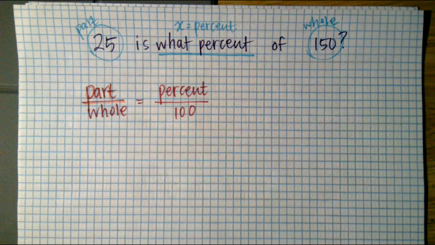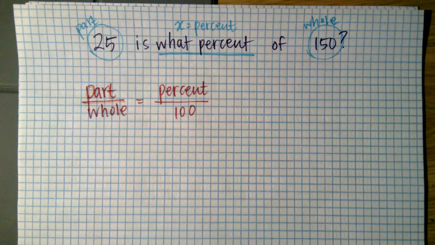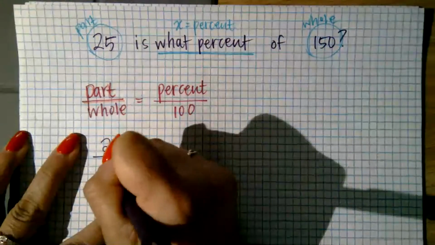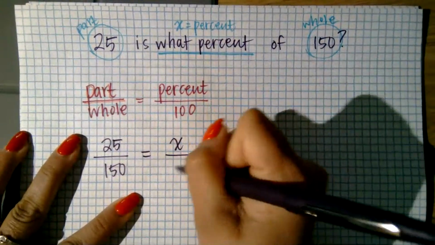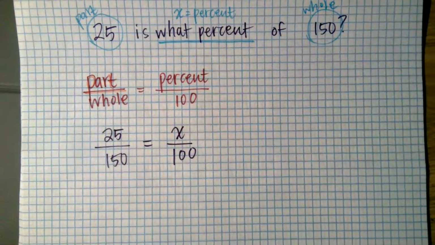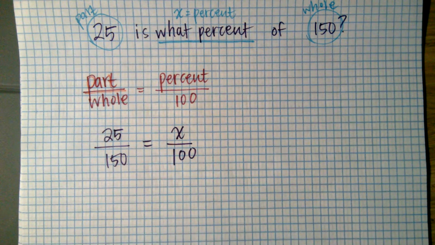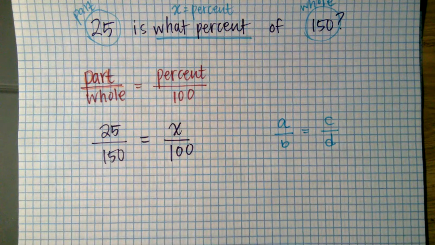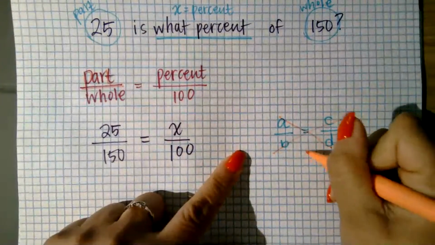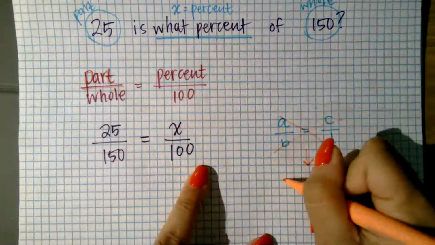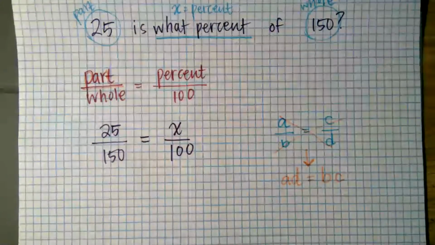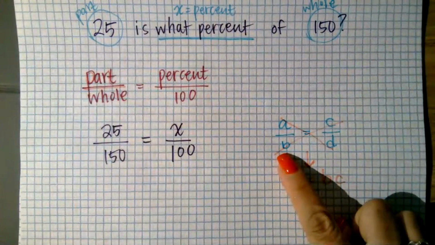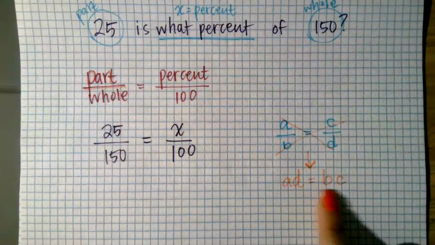Now, I hope you guessed it, the next thing we're going to do is plug those values into our formula. The 25 is the part, so instead of writing part, I write the 25. The whole is the 150. Percent, I don't know, and I have 100 here. So this is now my equation. Whenever I have a fraction equals a fraction, I am able to cross multiply, and this will become AD equals BC. Notice that I multiplied the numerator of the left by the denominator of the right, and vice versa, the denominator of the left by the numerator on the right. From here I'm able to solve.